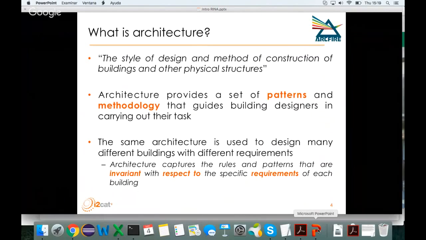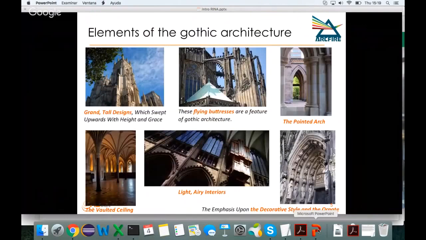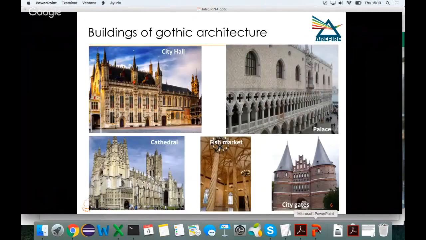They already know that there are some patterns and rules they have to follow in order to be successful in building this. So for example, we have the Gothic architecture, which has some elements like tall designs, flying buttresses as a structural element, pointed arches, vaulted ceilings, airy interiors, and so on. With these elements of the architecture, which are invariant with respect to the building, so we can find them in all or most Gothic buildings, we can build many different buildings with different requirements. So we have city halls, palaces, cathedrals, fish markets, and so on.